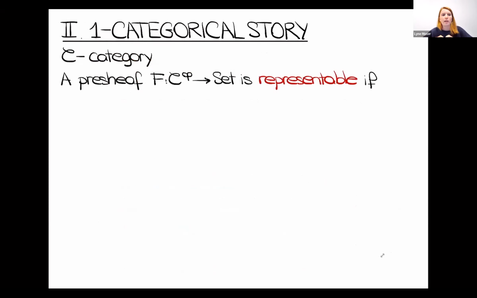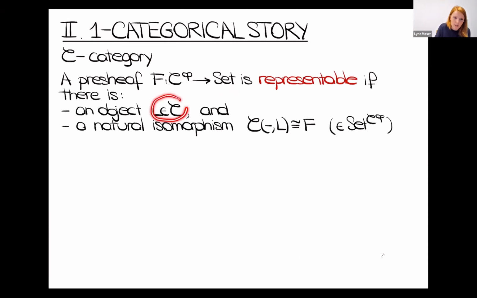I want to start very basic and start with one category theory. A presheaf in this case is a functor from the opposite of a category C to sets. And we say that it's representable if you can find an object in C together with an isomorphism from the representable functor of this object to F.